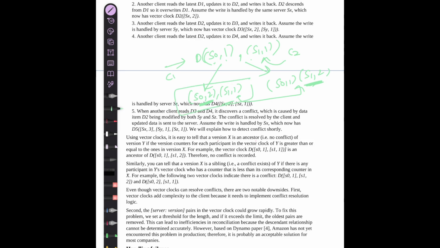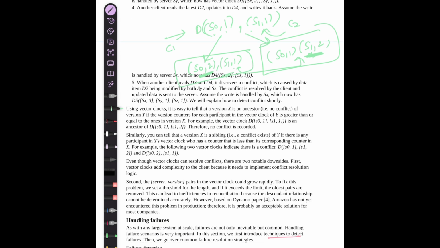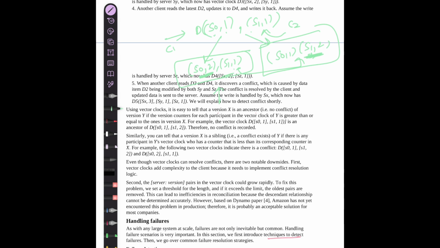So when you compare these two vector clocks, you see that for the same server, the version here is less than this one. So that's when you detect a conflict. So that's how you see that there's a conflict. But the issue here is that the introduction of vector clocks adds complexity to the system because this keeps on adding on over time. Like these number of tuples keep on adding on.